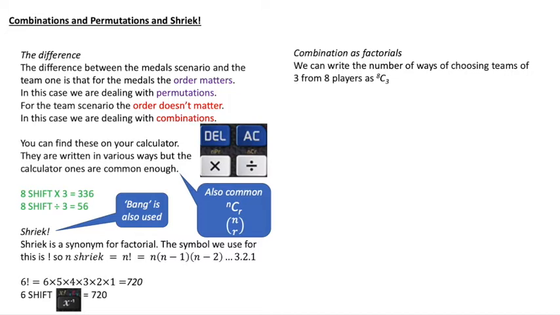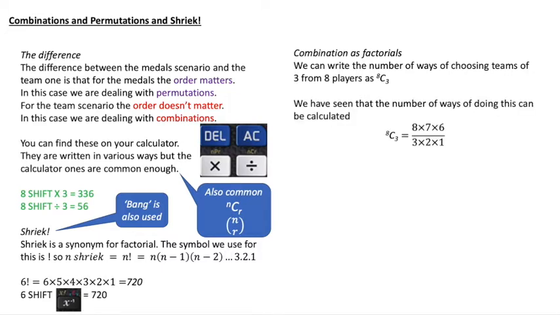Well, we have seen already that we can write the number of ways of choosing teams of 3 from 8 players. We've just seen that we can write that as 8C3, but we have seen that one way of calculating it is 8 times 7 times 6 divided by 3 times 2 times 1. And there's a nice little trick we can use to express this in factorial form.